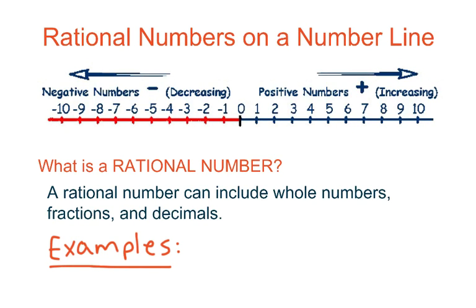In this screencast, we are going to talk about rational numbers on a number line. You'll see that rational numbers look like they relate to positive and negative numbers. So we're going to look at how you would place those on a number line. Let's go ahead and start off by introducing what a rational number is.